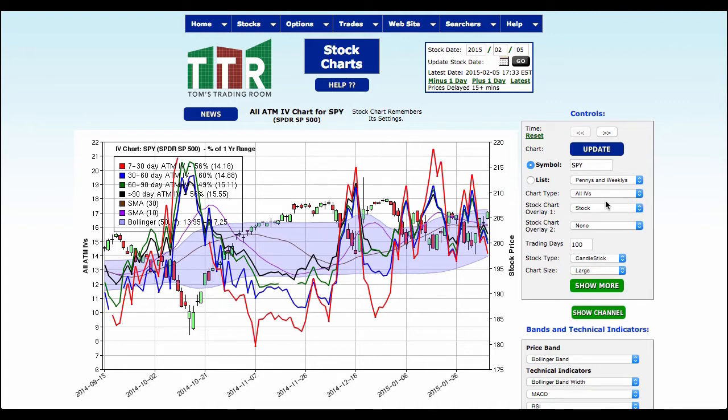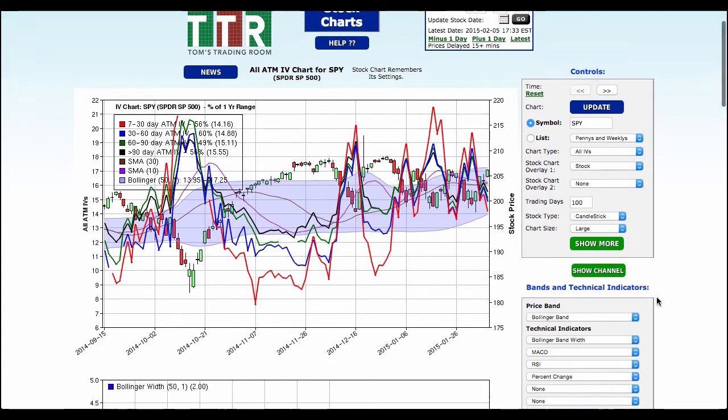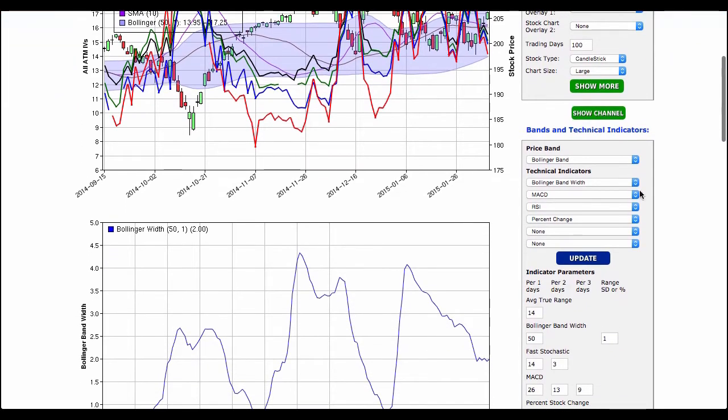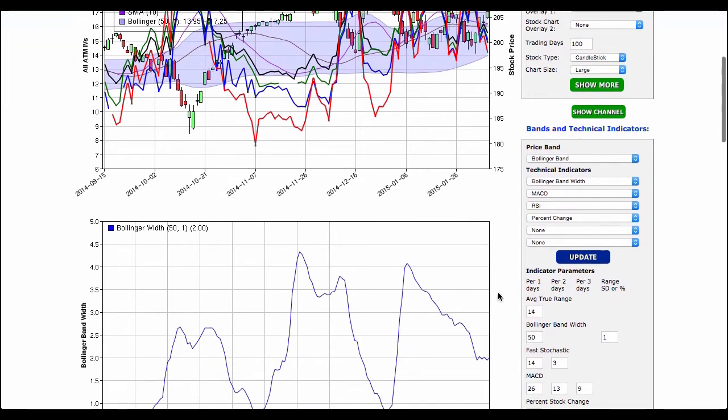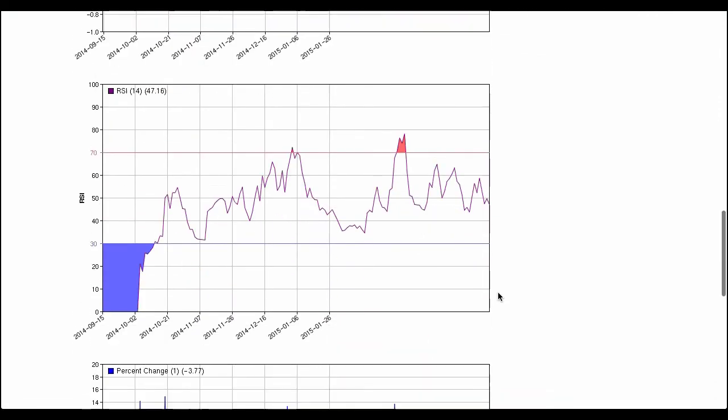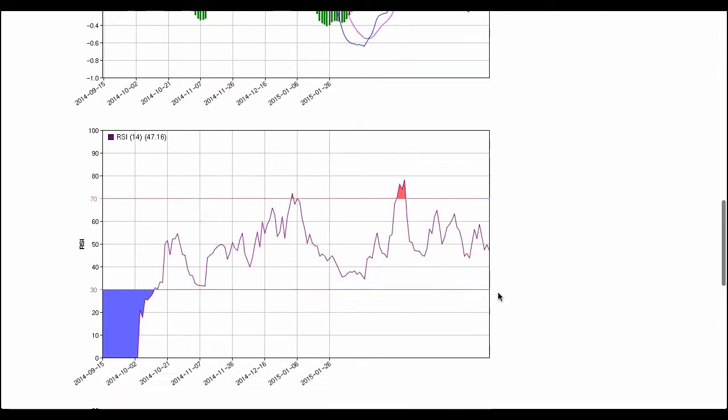But I'm going to set it to all IVs, so I'm looking at short, medium, and long-term implied volatility. The next thing you want to do is where it says Stock Chart Overlay 1, make sure that says Stock. That way you're able to see the implied volatilities of the S&P or the SPY and the stock chart overlay of the S&P or SPY. There's a lot of other things you can do here too with technical indicators, but these are going to be charts below the current chart, each in their own separate chart.